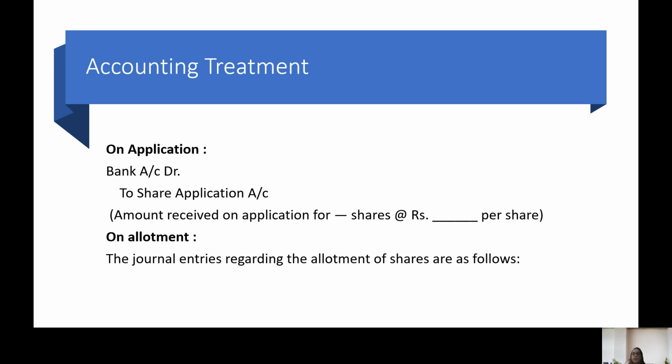Now let's talk about the accounting treatment. So on application, when you receive the application money, the journal entry will be passed, that is bank account debit to share application account, right? So all the application money received will be deposited in the bank account and will be credited to the share application account. This account represents all the shareholders from whom the money has been received.